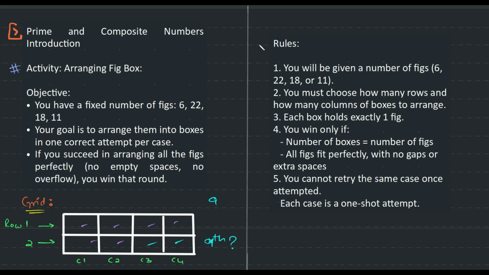So the rule is you'll be given a certain number of figs. You have to choose the number of rows and columns. Each box holds exactly 1 fruit. You will win only if the number of boxes and the number of figs match exactly. You cannot return to the same case once you attempt it. Let me give an example.